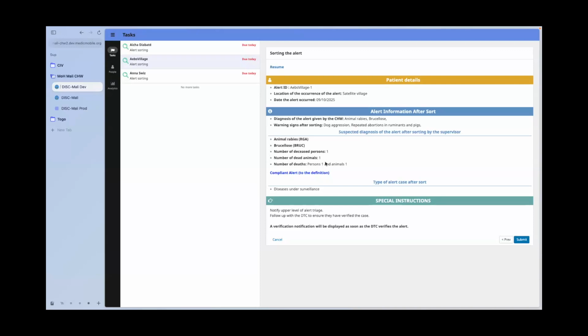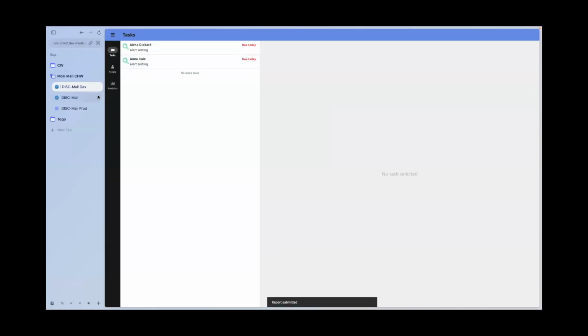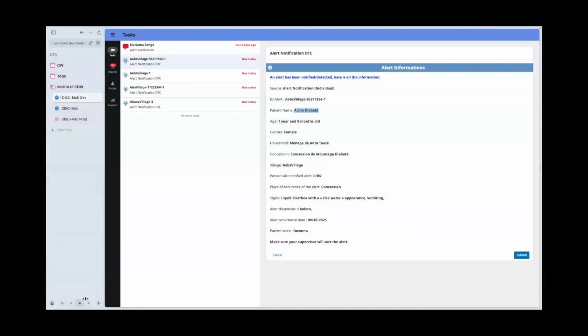If he had chosen some other signs, we would have something here saying that there are some other signs, and it is okay. So I'm going to submit it. And as soon as I submitted, the task disappears. So I'm going to go back to the health area, the health facility.